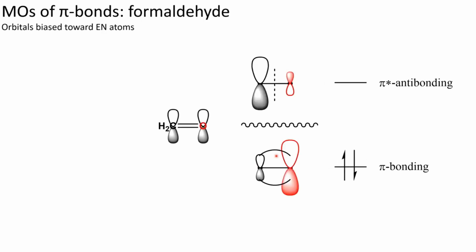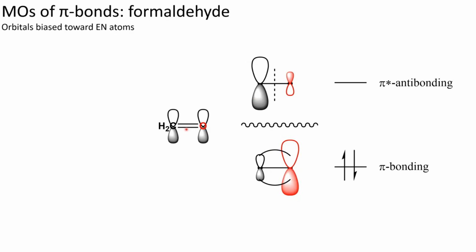Another interesting case of this two atom system is the carbonyl. We'll look at formaldehyde here. Again, 2 atomic orbitals are brought together, so we get 2 molecular orbitals. And when we have an electronegative element, orbitals are biased toward the electronegative element. So the pi bonding orbital is biased towards oxygen. The antibonding orbital is biased toward carbon.